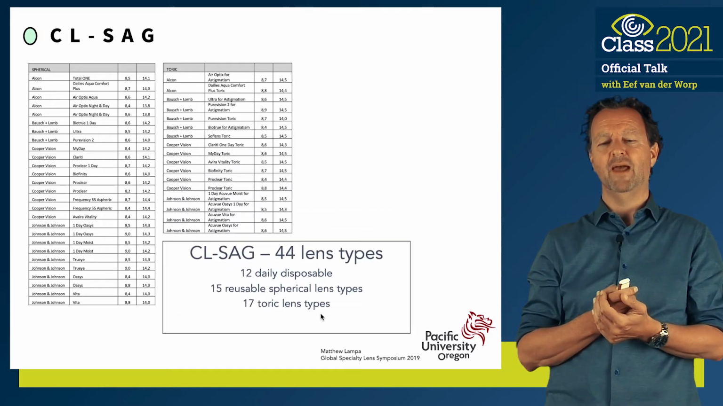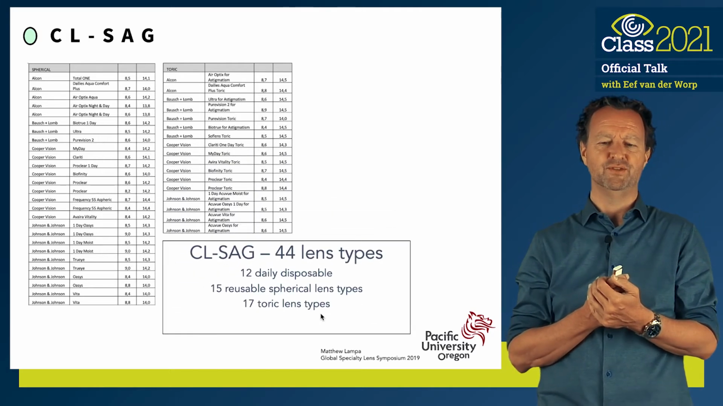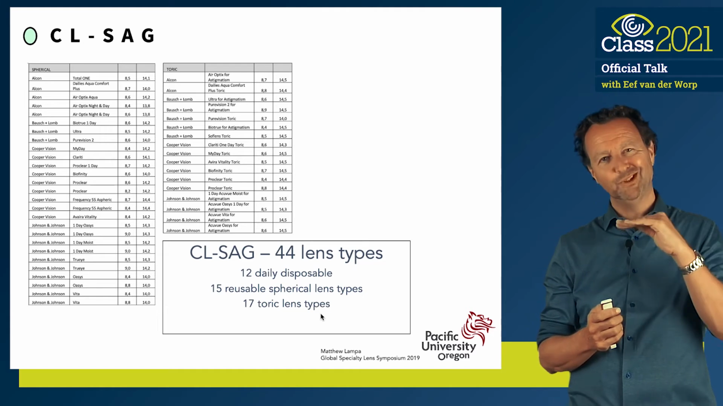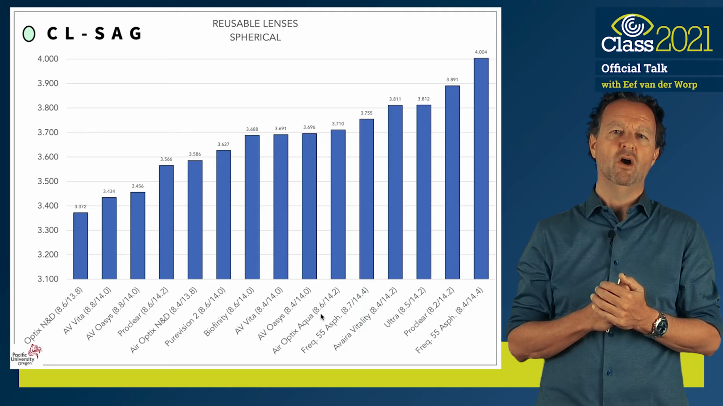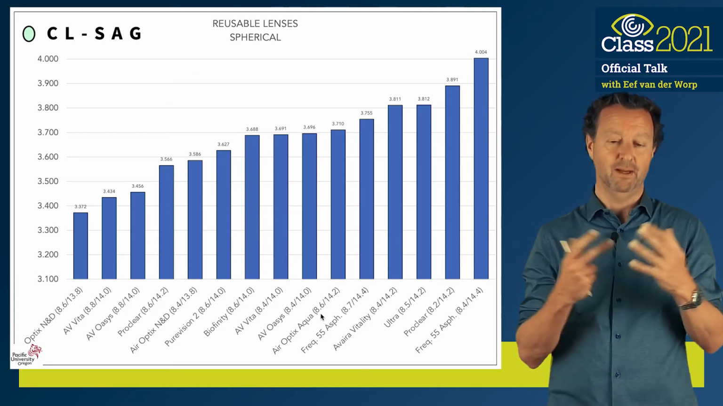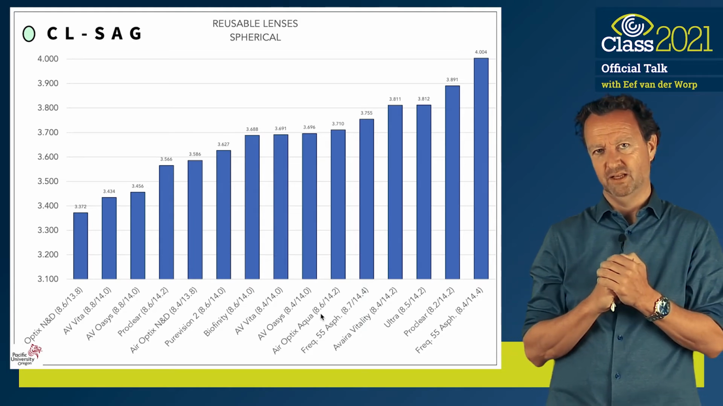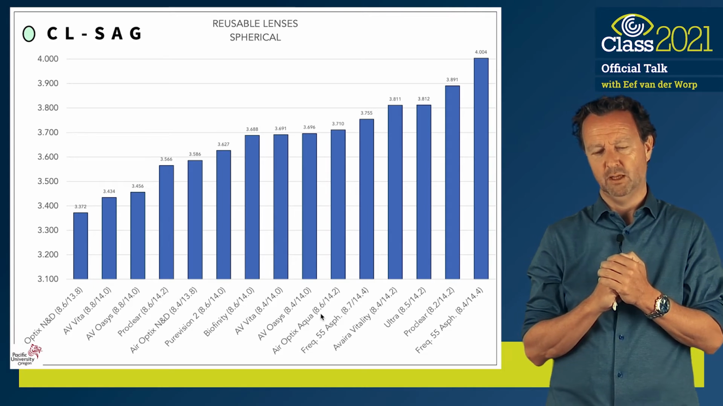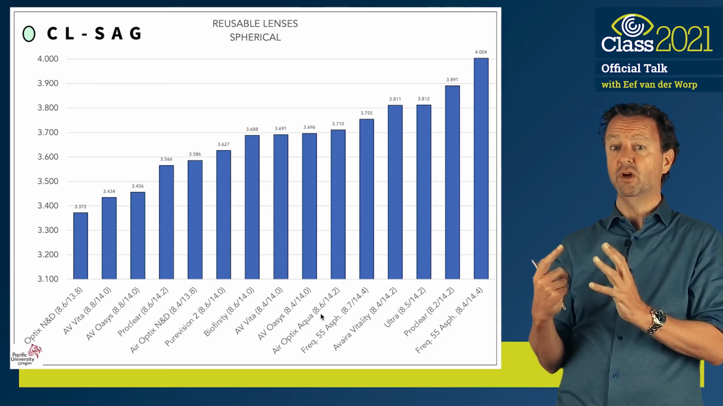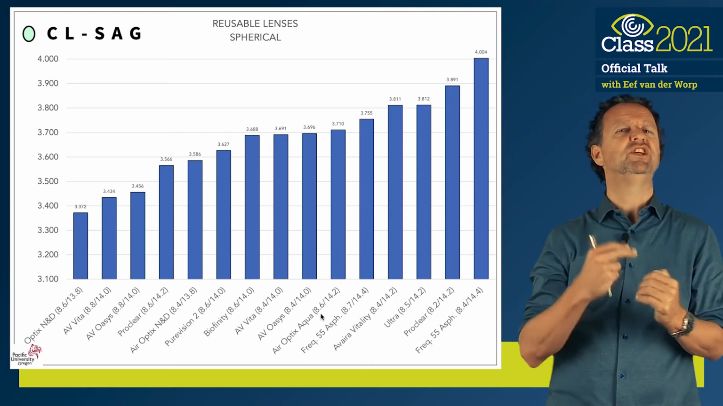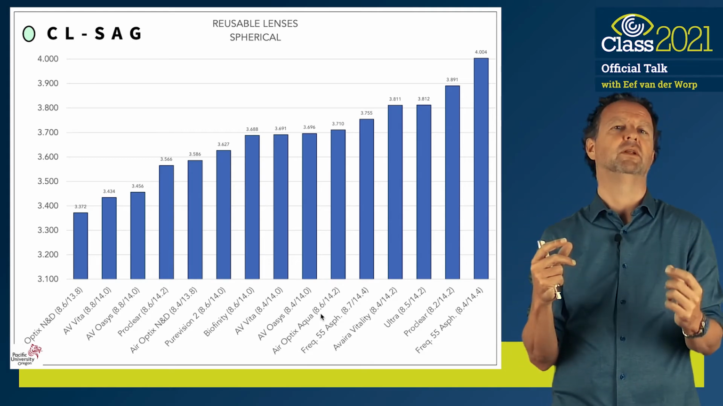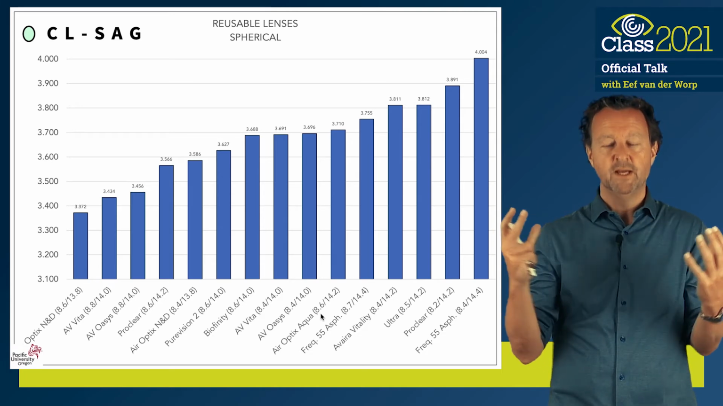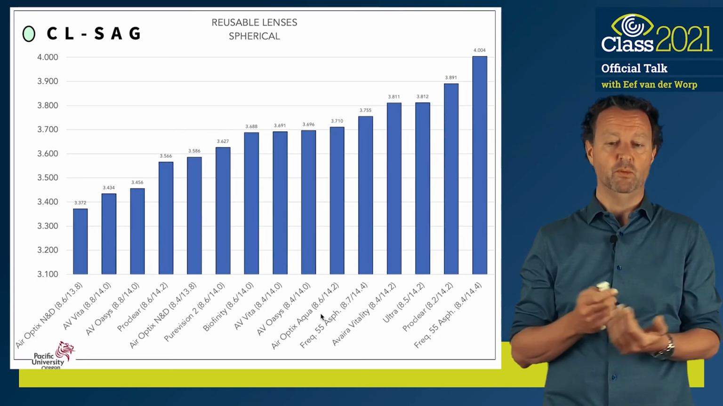But let's take a look at that batch of 44 lenses. First, I'm going to glance over it, because this is exactly the topic of last year's class, and I'm pretty sure all of that is still available through the CLASS website. So these are the daily disposables. You can see the beautiful linear increase. So we have some tools, from the flattest to the steepest. There is some room to play with if you want.